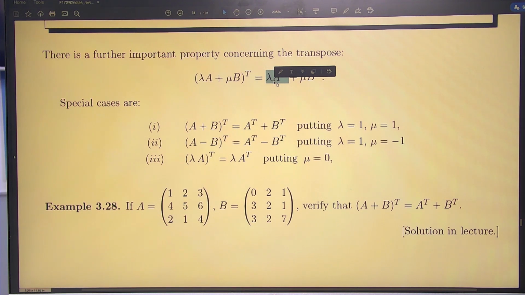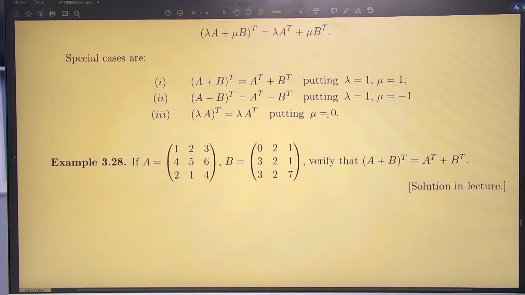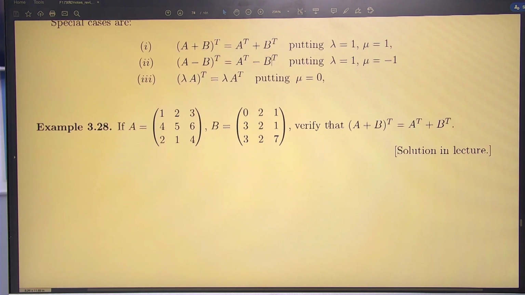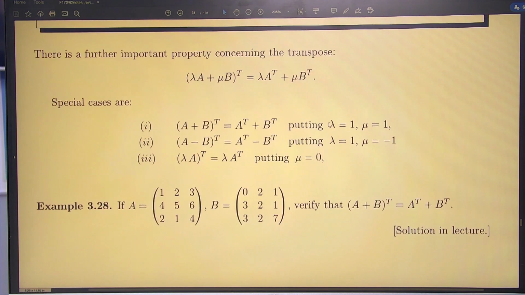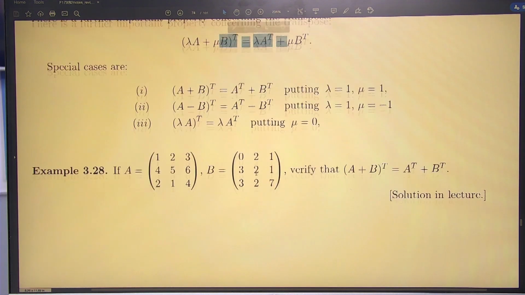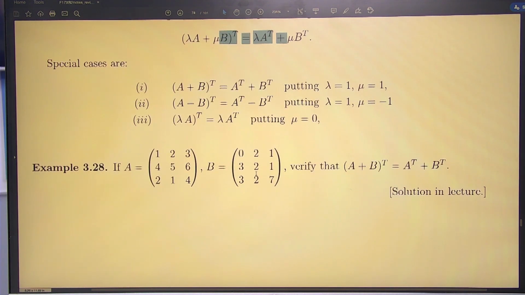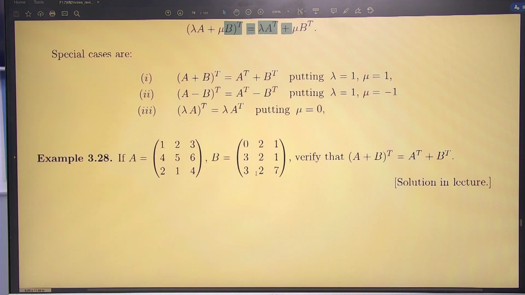Well, example 3.28 is about this property. So it's kind of verified that (A + B) transpose is equal to A transpose plus B transpose. It's a special case of this property when lambda and mu are equal to 1. Right? So how we show this, it will probably take some time to solve, but at the end of the day we will get the equality true.